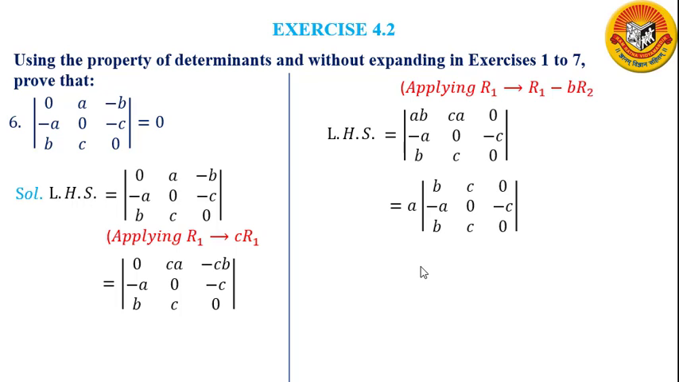I am getting AB here. See here, AB and AC, it will remain as it is, and here if I subtract B times, so I will get 0. Now A is common in this first row, so I take A common, so here I have BC 0 minus A 0 minus C and BC and 0. So this whole term is 0, so I will say that result is 0. Therefore, since R1 and R3 are identical, my left hand side is equal to right hand side.